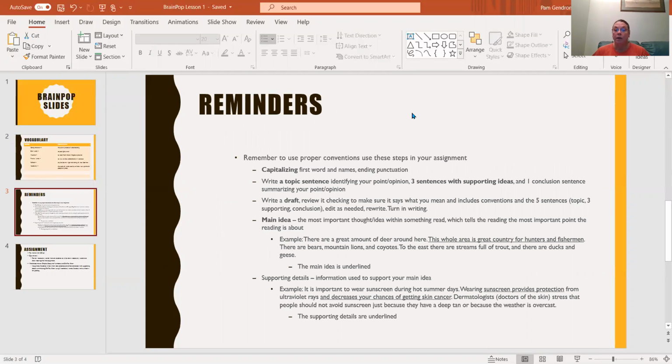So as you're writing, I want you to remember these things. I want you to remember to use proper conventions when you're writing assignments. So capitalizing the first word and proper nouns or names. And don't forget your ending punctuation, periods, question marks, exclamation points. So write your topic sentence and then identify your point or your opinion and then three sentences supporting it. And then a conclusion sentence. So this will be a paragraph of five sentences total.